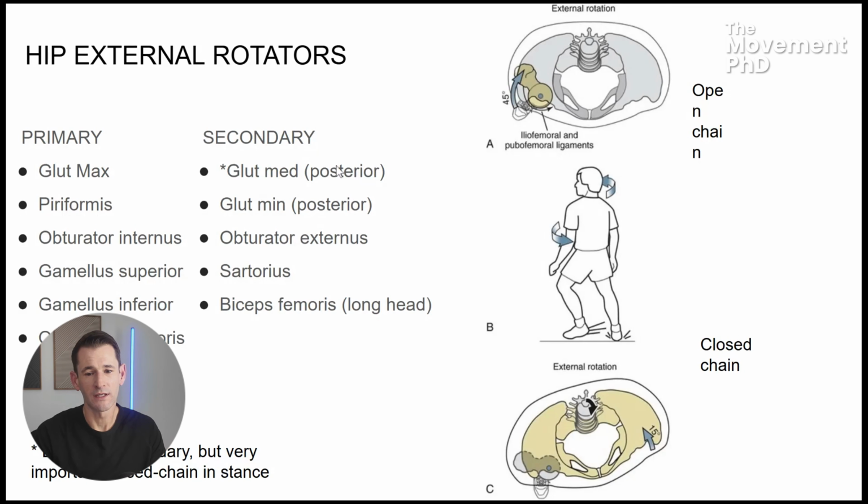rotator because in closed chain, they're really important for counteracting gravity. So gravity is trying to put that hip into flexion, adduction, and internal rotation. The glute med posterior fibers are perfectly aligned to counteract that. And those posterior fibers are good external rotators in closed chain.